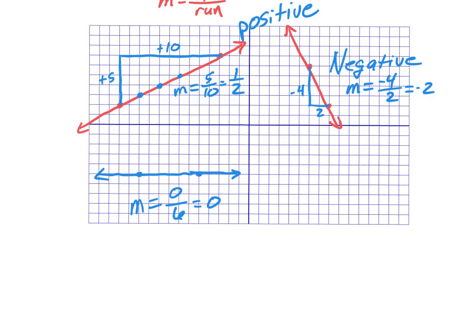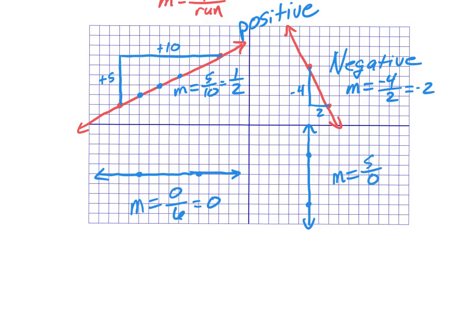The fourth type would be a vertical line. Once again, if we have multiple points here, my rise is maybe 5. My run doesn't go left or right at all, right? There is no movement left or right. It just goes up 5.